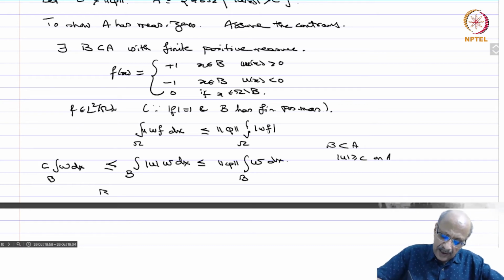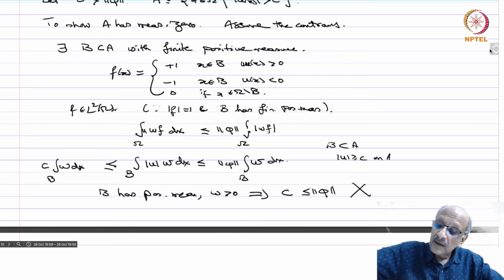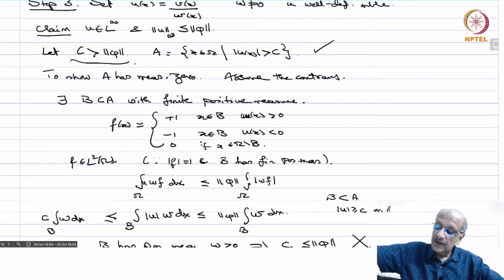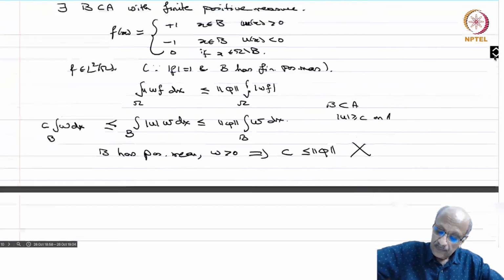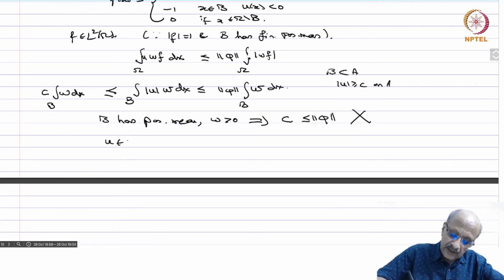But then B has positive measure and w is strictly positive, and therefore the integral of w can be cancelled, so this implies C is less than or equal to norm phi, which is a contradiction because we have taken C bigger than norm phi. Okay, so we have taken C bigger than phi, and therefore C less than or equal to phi becomes a contradiction. Therefore you have that u is in L infinity and norm u infinity is less than or equal to norm phi.